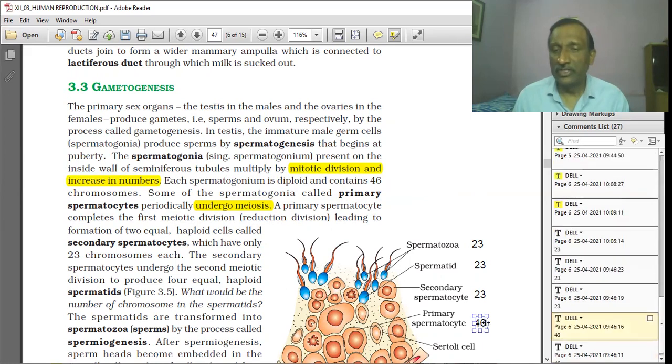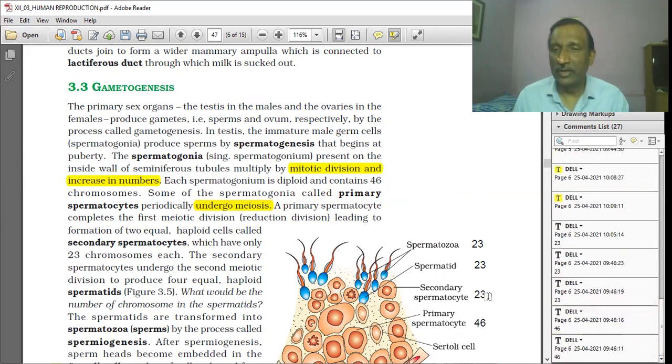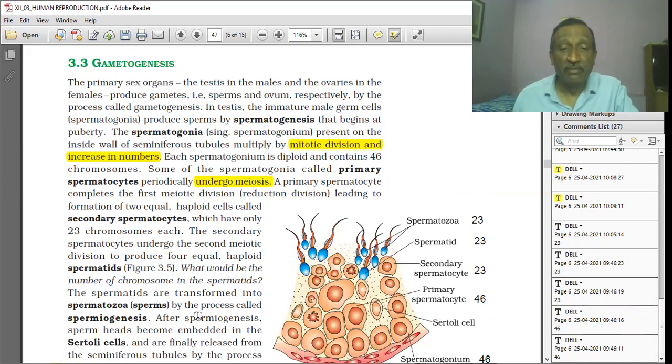So this is 46, and these two equal cells are formed; both have become haploid. So haploid cells are formed, which have only 23 chromosomes in each. The secondary spermatocyte undergoes the second meiotic division and produces four equal cells. So four spermatids will form. What would be the number of chromosomes in the spermatids? They will have 1n, haploid. Spermatozoa, that is the sperms, are formed by the process called spermatogenesis.